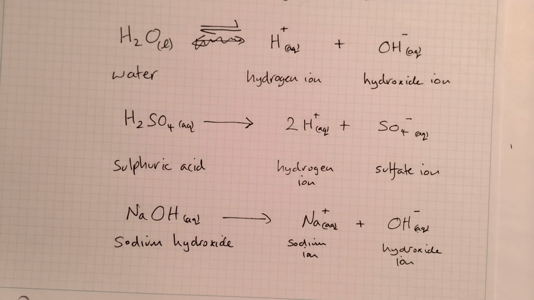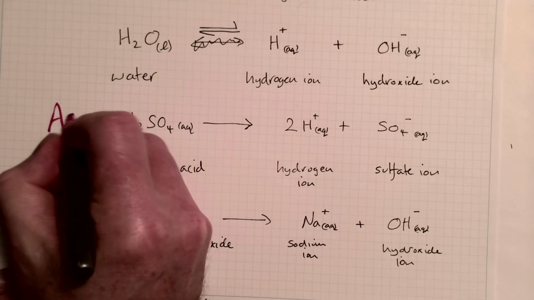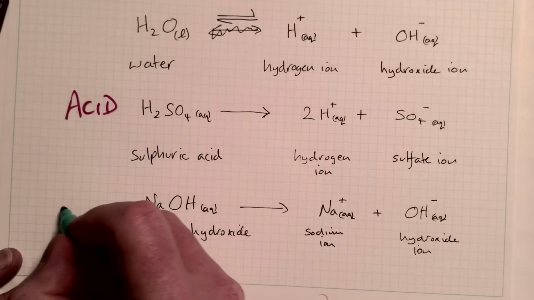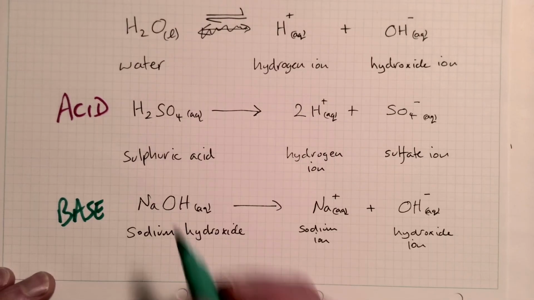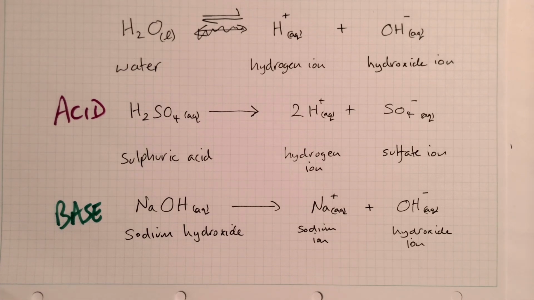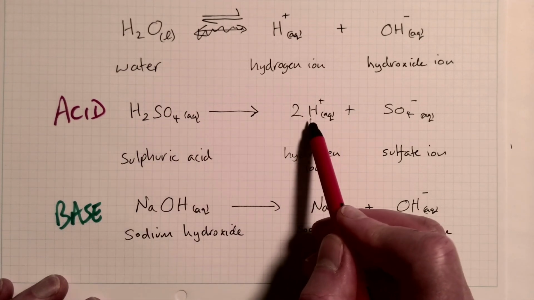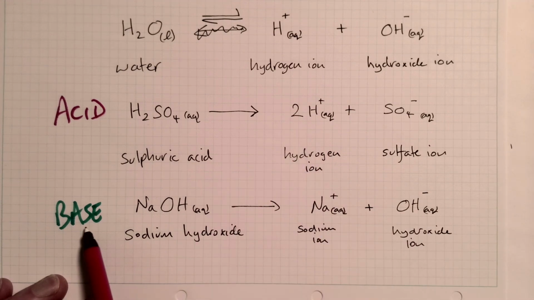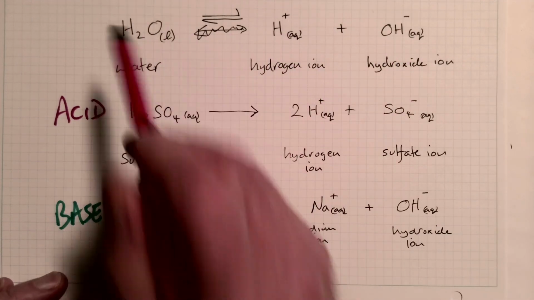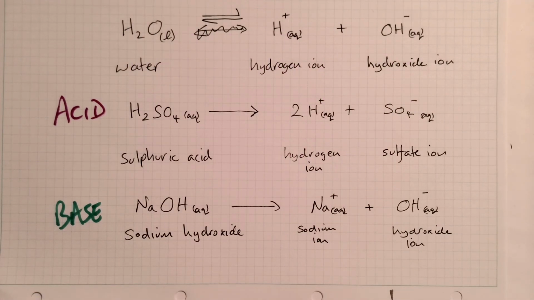Okay, so what we have here, I'll do it in red, we have our acid and we have our base. All right, and what is it that makes them the acid and the base? This is an acid because it produces hydrogen ions. This is a base because it produces hydroxide ions. Those two things together are the ions produced by the dissociation of water. And that's the little story that I wanted to tell you in this video.